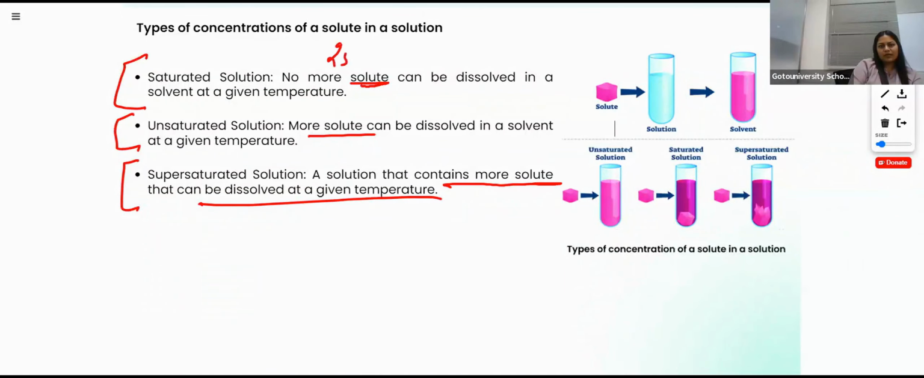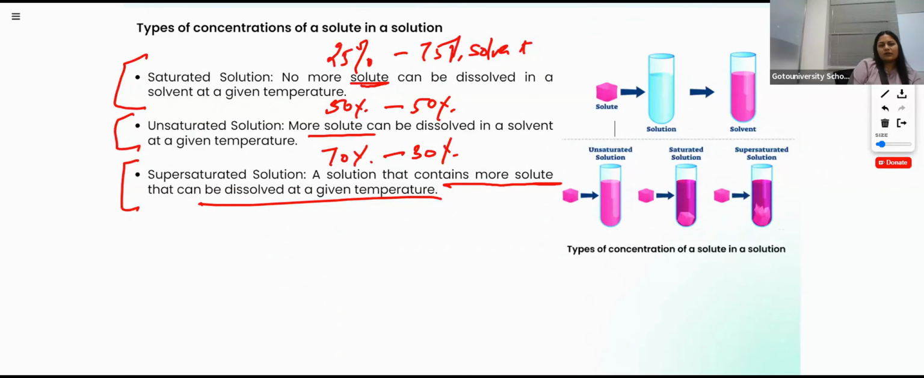Let's say that 25% solute is dissolved in 75% of solvent. Okay. Here, say 50% of solute is being dissolved in 50% of solvent. Let's say here 70% of solute is being dissolved in 30% of solvent, right? So these are unsaturated, saturated, and supersaturated solutions. Take an example. This is a jar and we are having liquid here and we are adding sugar in this. Okay. At some moment the point comes that sugar is not dissolving in this much of solvent, right? So this will become a saturated solution.